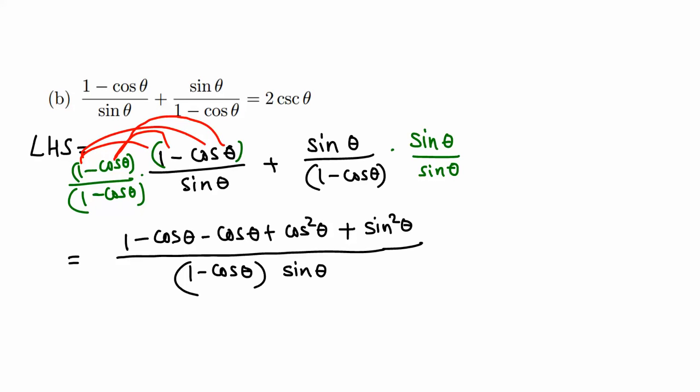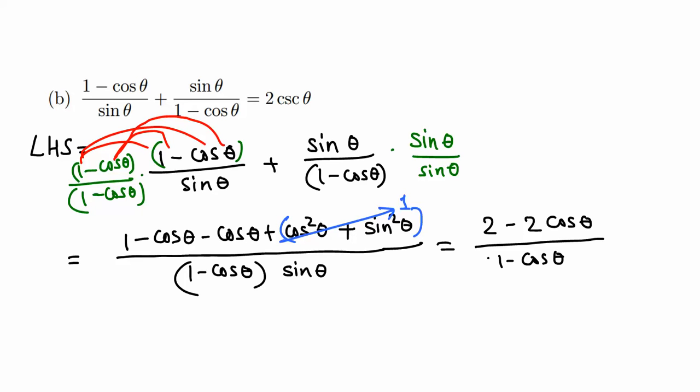Whenever we combine two fractions, we keep working on the top, and eventually we factor the top if possible and cross out the common factors from the top and the bottom. Here is cosine square plus sine square, and we know that this is just 1. Then 1 and 1 is 2, and minus cosine theta minus cosine theta, so minus 2 cosine theta, over 1 minus cosine theta times sine theta.